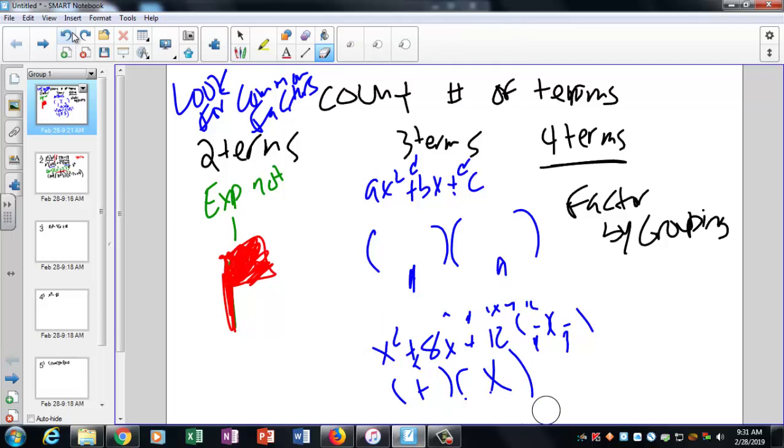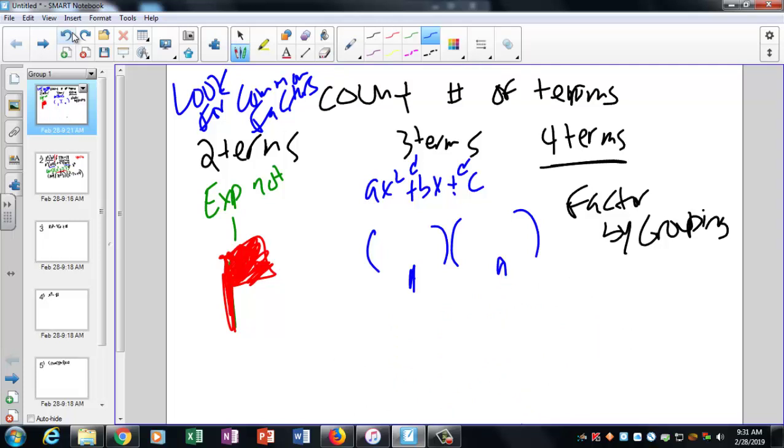Now, if that last sign is minus, then I know that one of these has to be plus and one of these has to be minus. I will not know for sure which one's which until I've checked it and tried to find out what the middle term is. All right? But I do know that one's got to be plus and one's got to be minus. So I always put them in as plus minus, and then I adjust it at the end if I have to. But to get me started, I'll just do plus minus. And let's be honest, I'm right 50% of the time. Okay? All right.